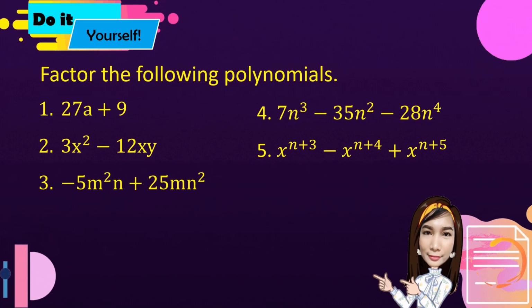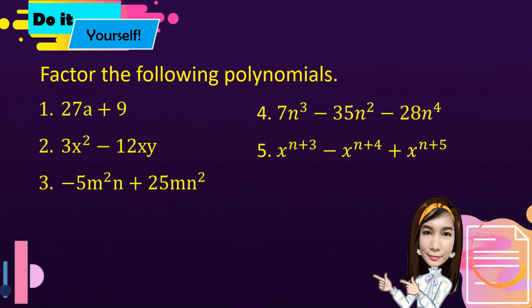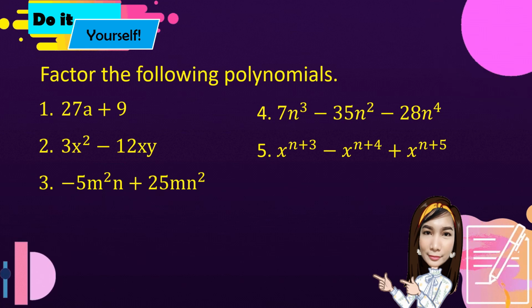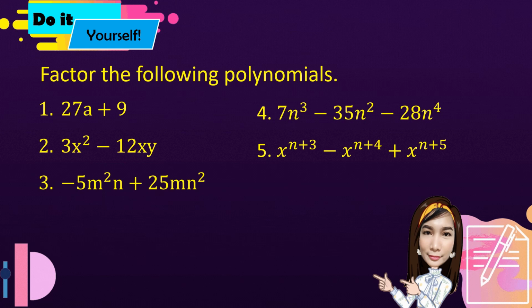Now it's your turn. Do it yourself. Let's see if you learned something from this video. Factor the following polynomials. Number 1, 27a plus 9. Number 2, 3x squared minus 12xy. Number 3, negative 5m squared n plus 25mn squared. Number 4, 7n cubed minus 35n squared minus 28n to the fourth.